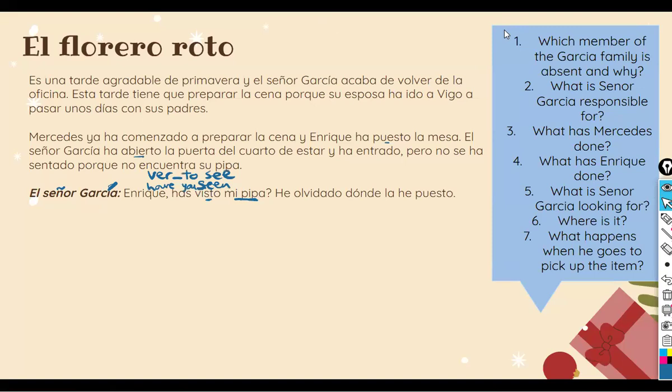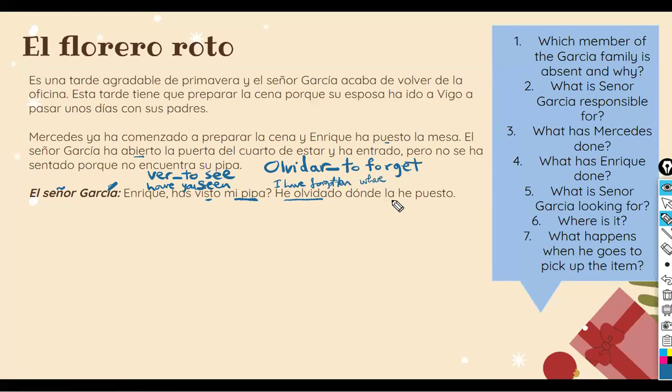All right. And he says, he olvidado. I have what? Olvidado from olvidar, which means, what does olvidar mean? Have we met olvidar before? Olvidar is to forget, right? So I have forgotten. Right, I have forgotten.